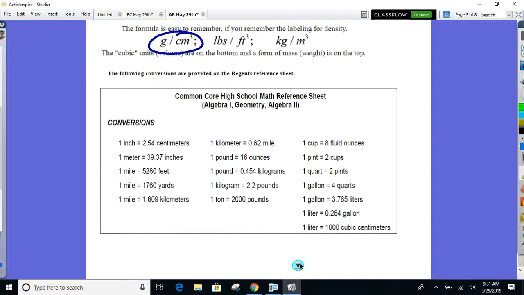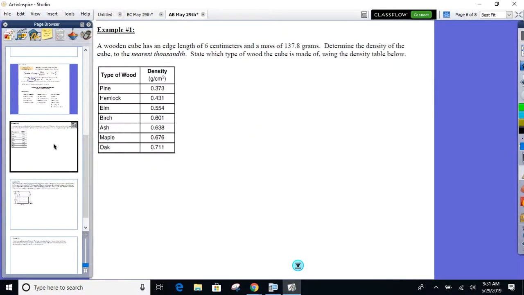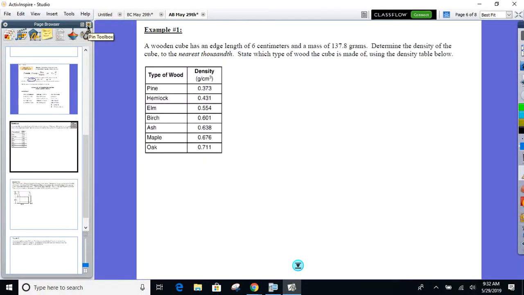As you can see, we only have 3 problems today. That's because these are some big dog ones. Every year they appear on the Regents and the units are never the same. All right, let's talk about our wooden cube in example 1. Each edge length is 6 centimeters, and your cube has a mass of 137.8. Let's determine the density of the cube and see what type of cube you have.